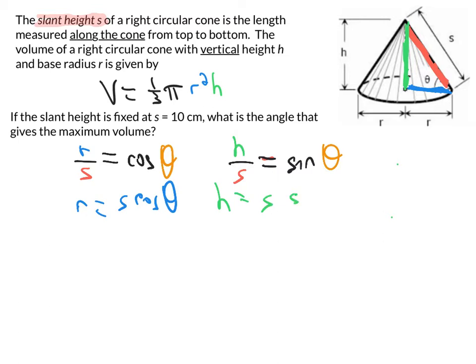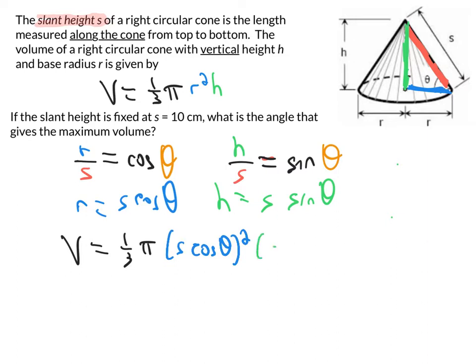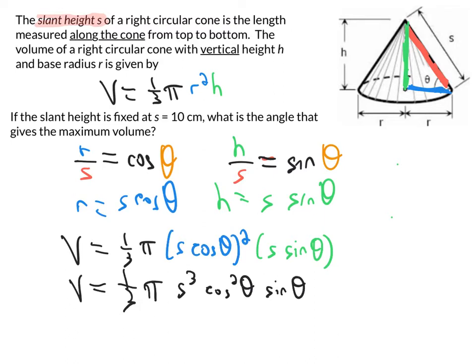is S sine theta, and therefore V is 1/3 times pi times S cosine theta all squared times S sine theta to the first power. And therefore V can be written as 1/3 pi S cubed cosine squared of theta, sine of theta. To get the maximum volume, we're going to have to take the derivative of this and find where it's equal to 0.